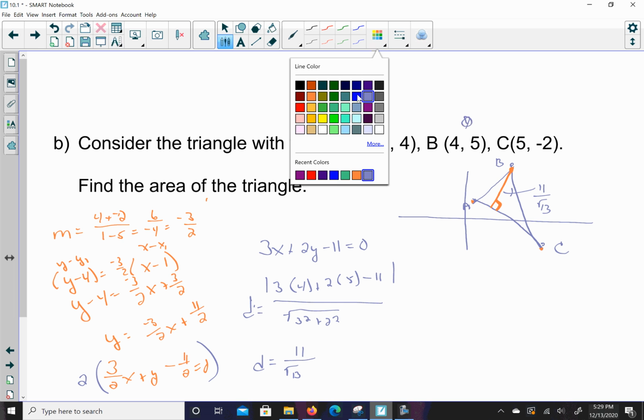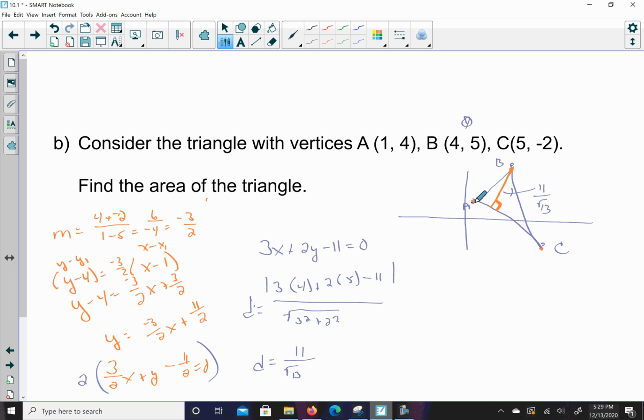Now I need to find my base, which means I'm finding the distance between A and C. So to find that distance, I'm going to say the square root of the difference of the x's, so 1 minus 5 squared, plus the difference of the y's, which would be 4 minus a -2 squared. When I do that, I get the square root of 52. That has 4 times 13, so I'm going to write that as 2 times the square root of 13.